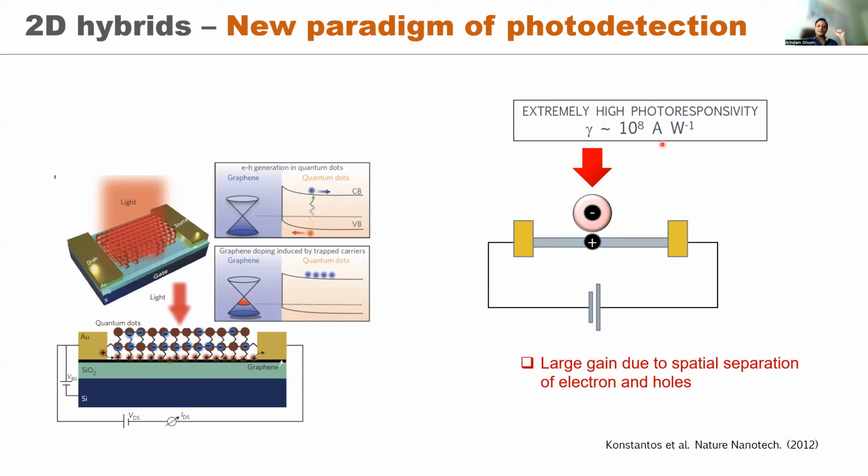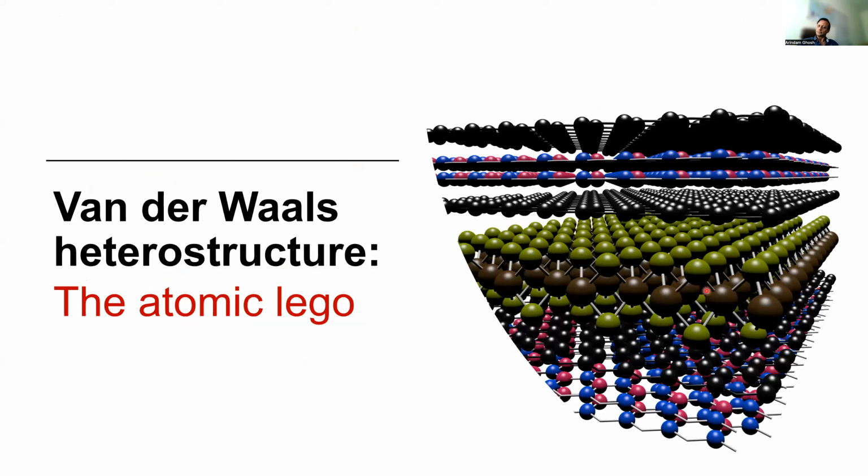As a result, there was extremely high gain that was observed, 10 to the power 8 ampere per watt. And that essentially led to the possibility of designing new types of photodetectors, or a new type of interaction of light and matter using van der Waals interfaces. So that's what I'm going to do. Do you have any questions? So this is the basic idea of what we built.